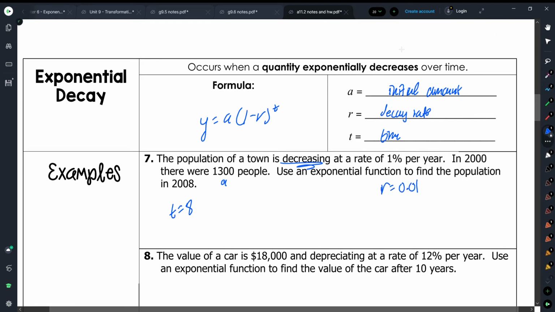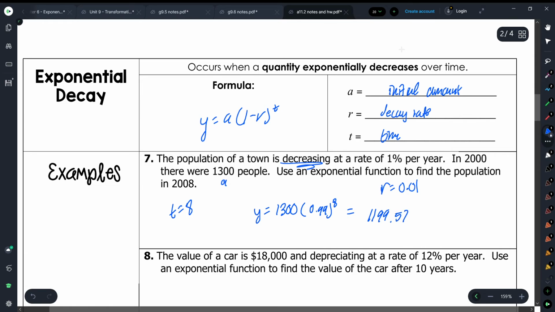So we're doing 1 minus this now. Okay, 1 minus 0.01 is 0.99. So at 1,300, y equals 1,300 times 0.99 to the 8th power. So 1,300 times 0.99 to the 8th power, and that gives me 1,199.57 people.